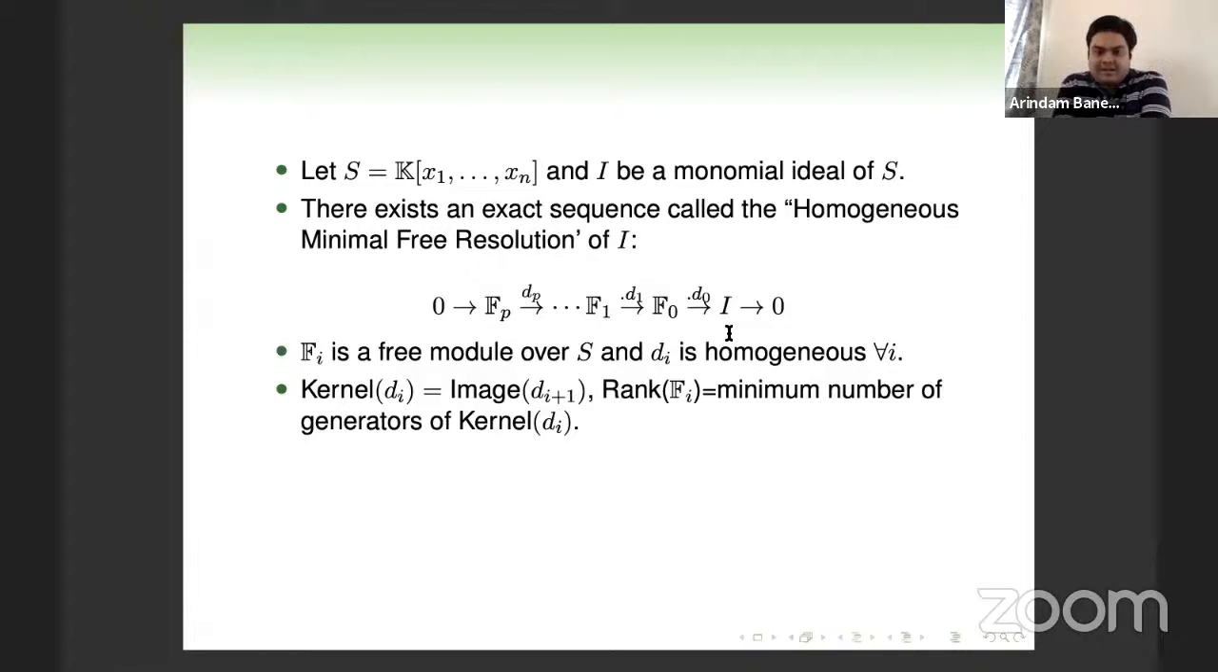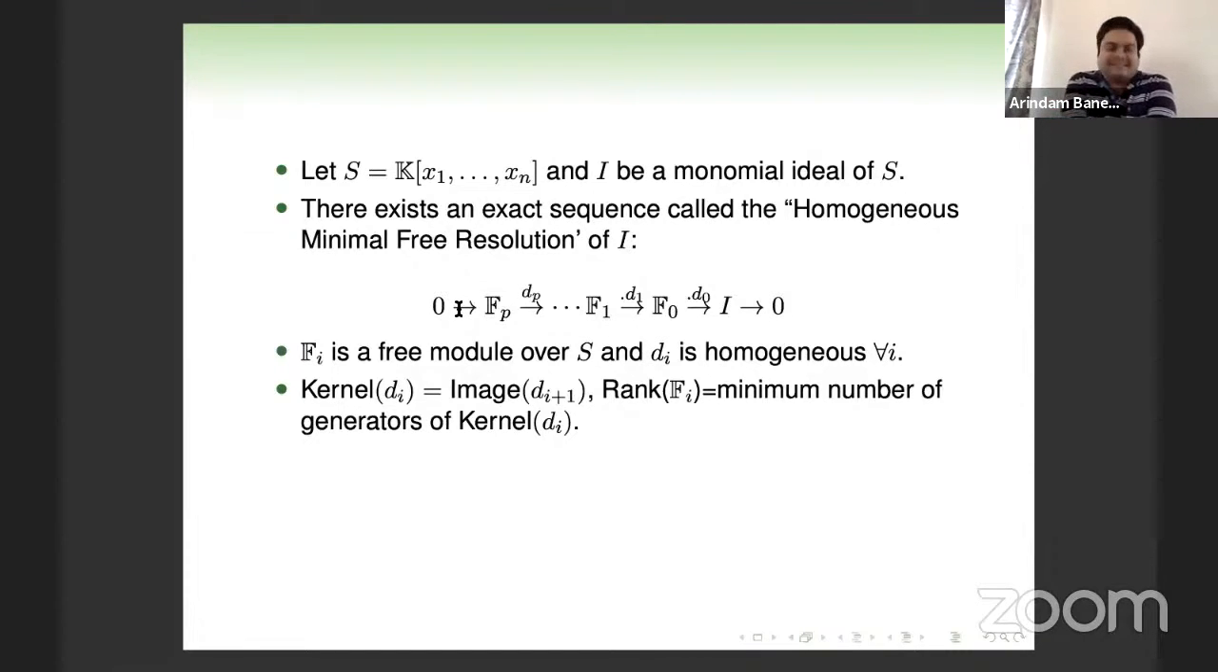So what we do is the following. Take generators of I. Suppose I has k many generators, take a minimum generating set. Take S to the power k and send the ith basis element to the ith generator. That gives you a surjection. That surjection will give you a kernel. Since we are in a polynomial ring, that kernel will be finitely generated. Take a minimum generating set of the kernel. Take a free module of that rank, that many copies of S. Again, send the ith basis element to the ith generator of that kernel. That gives a surjection, and keep going.